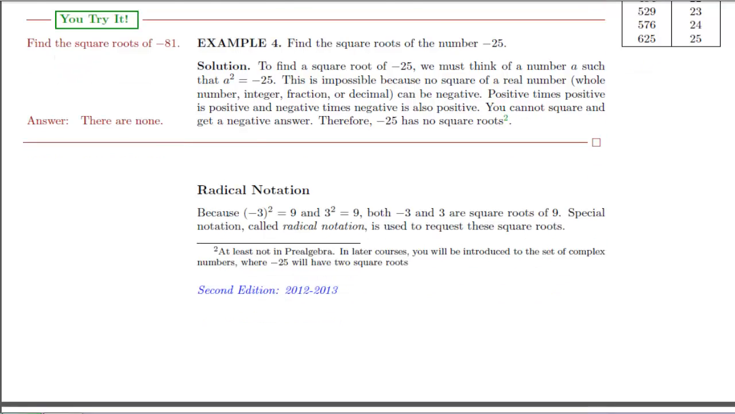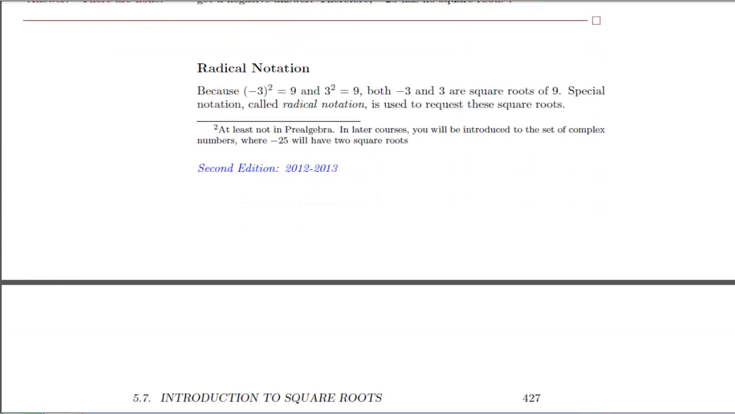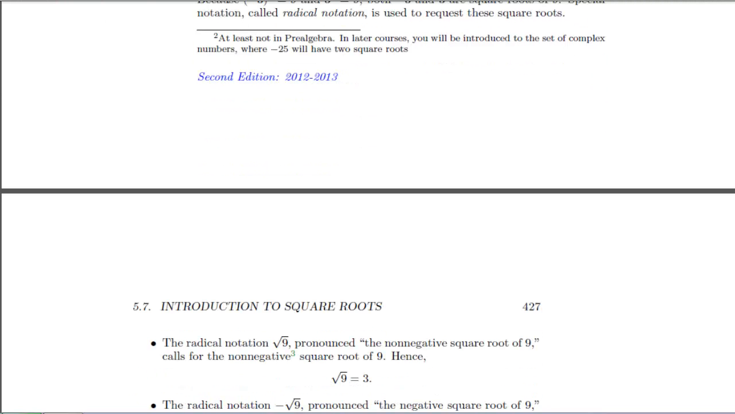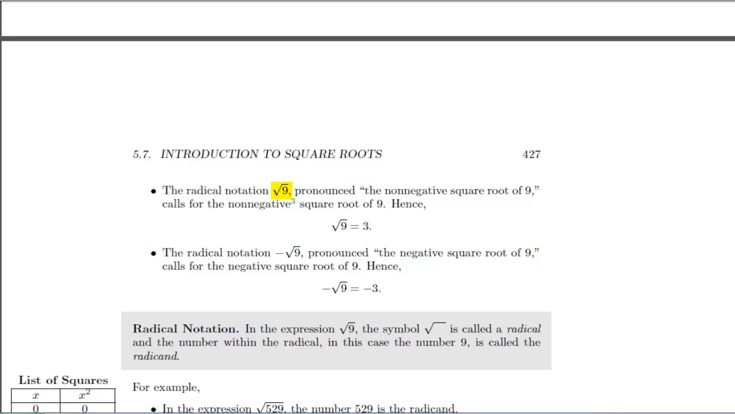Radical notation. Because negative 3 squared equals 9 and 3 squared equals 9, both negative 3 and 3 are square roots of 9. Special notation called radical notation is used to request these square roots. The radical notation, pronounced the non-negative square root of 9, calls for the non-negative square root of 9. Hence, the non-negative square root of 9 equals 3, the positive 3.